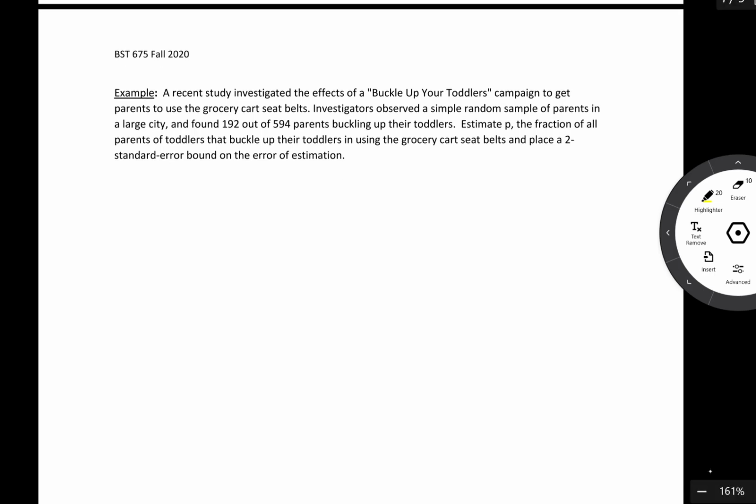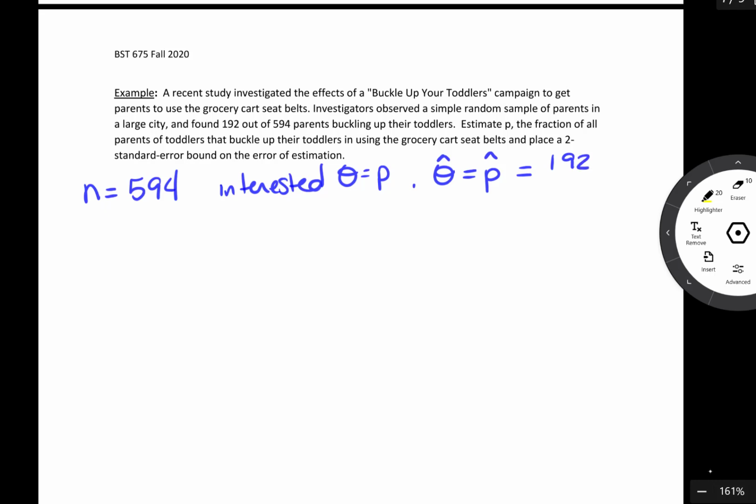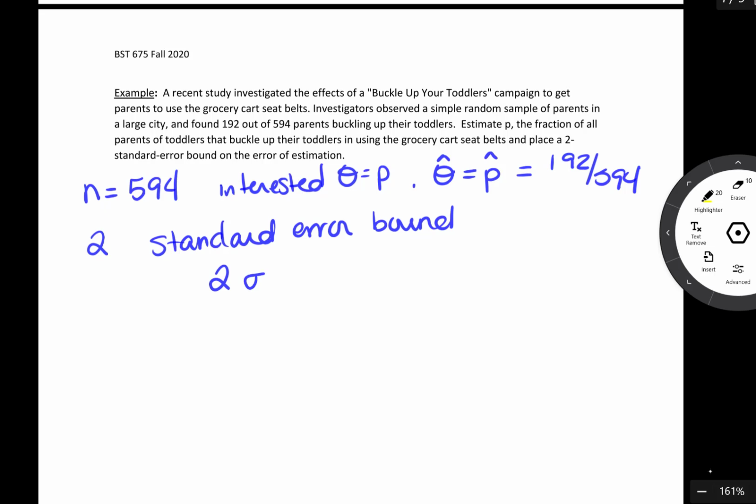So here notice that we have n is equal to 594, and we're interested in the parameter p. So in this case we're going to use the estimator p hat, which gives us the estimate 192 divided by 594. So if we wanted to place a 2 standard error bound, we would have 2 times the standard deviation of p hat, which is equal to the following.